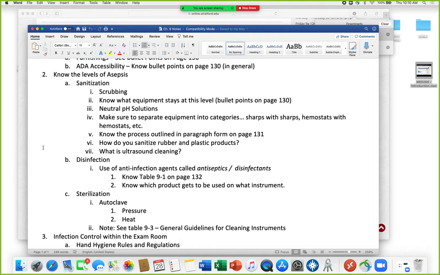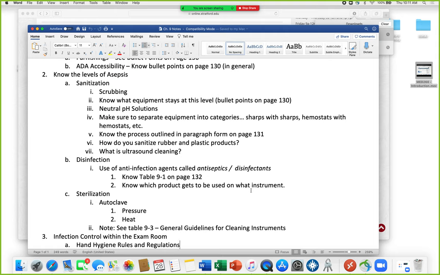There's three levels: sanitization, disinfection, and sterilization. They are levels. So for example, to get to sterilization, which is the autoclave that uses pressure and heat, you have to go through all the steps. So the first step is always sanitization. You scrub it in a neutral pH solution, and you're always separating your equipment. And also remember how to handle your equipment. When we go to laboratory, I will show you how not to handle equipment.